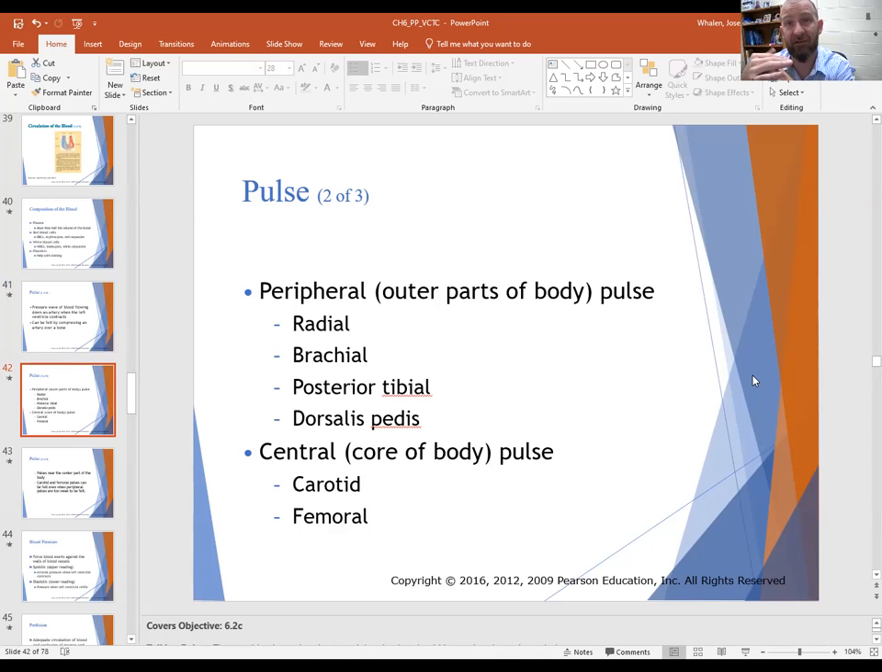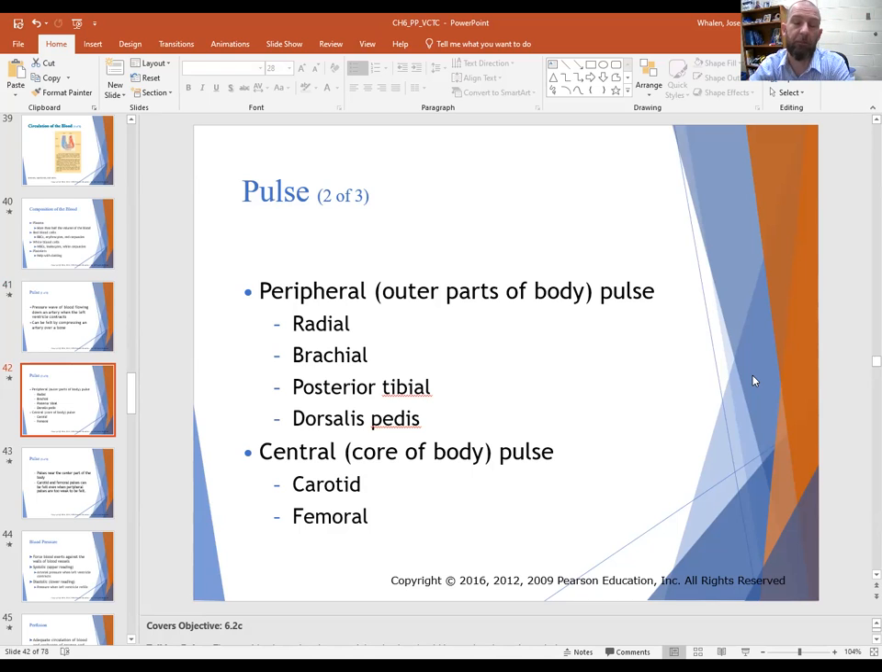Then we also have the dorsalis pedis. This is the pulse that is on top of the foot. It's located just laterally to the tarsal bone that leads to our big toe. Okay, so just lateral, just to the outside of the tarsal bone, the metatarsal that leads to the big toe. Dorsalis pedis. Now we need to know all four of those, what they're called.